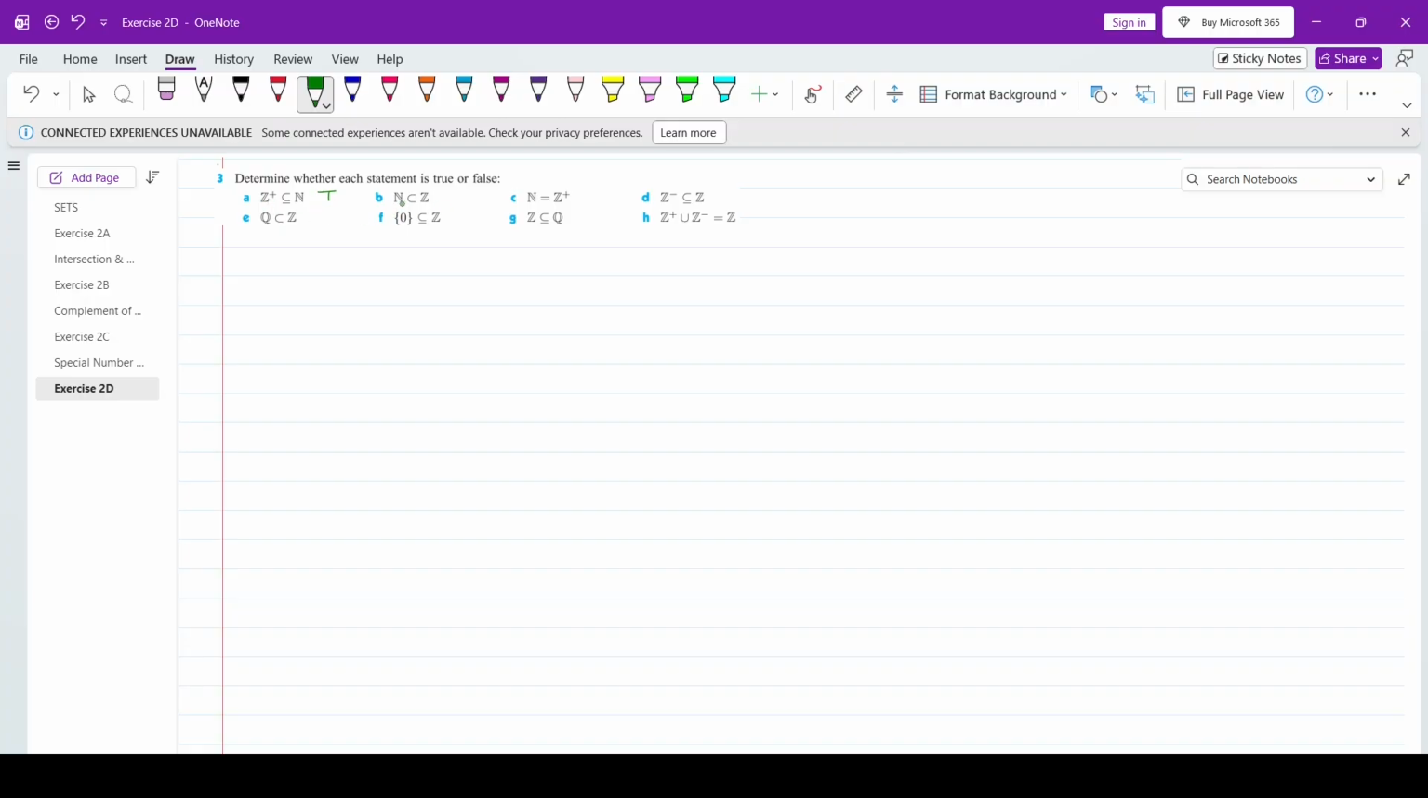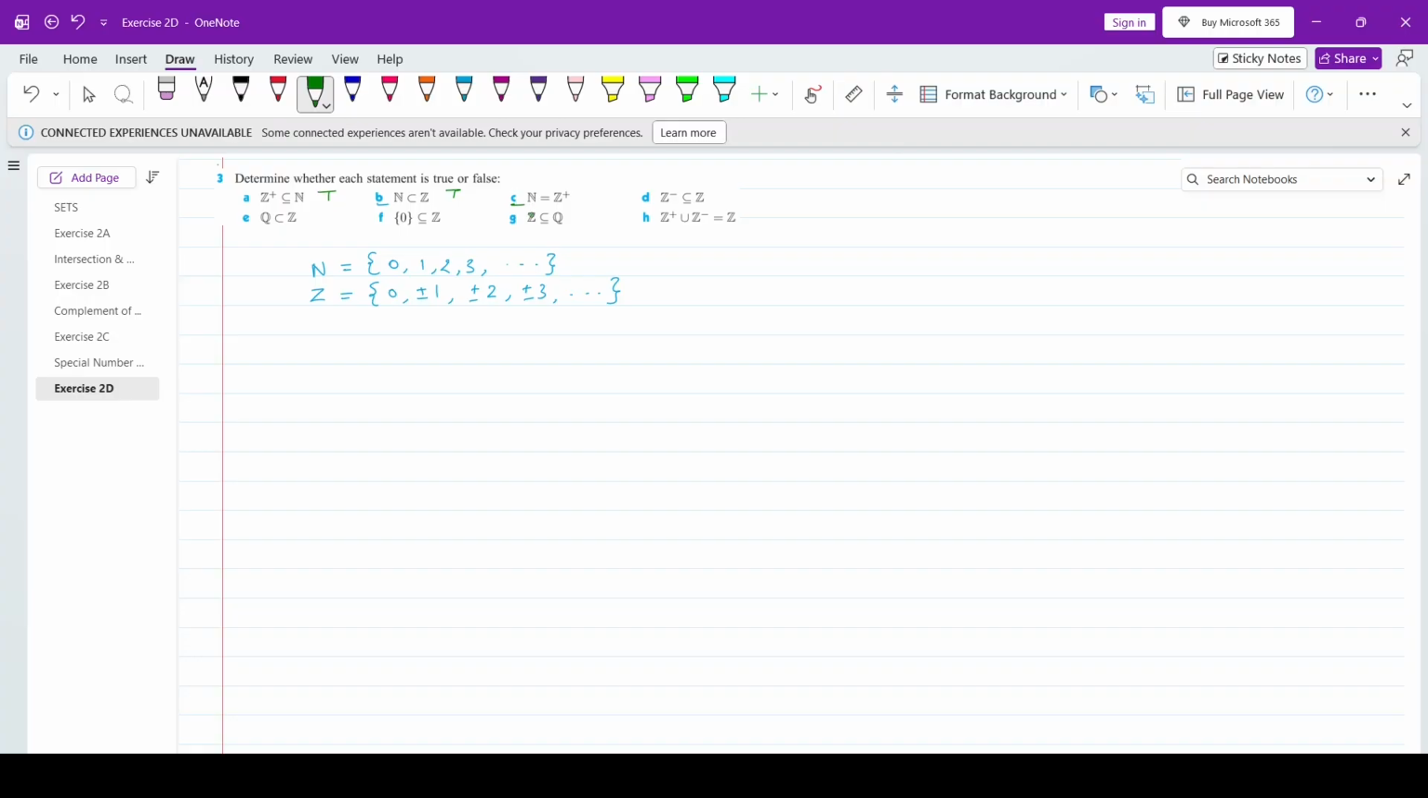Now set of natural numbers is a proper subset of part B. Set of natural numbers is 0 1 2 3 and so on, and set of integers is 0, positive 1, negative 1, positive 2, negative 2, positive 3, negative 3 and so on. Now is N a proper subset of Z? Yes, we can say it is a proper subset of Z. So this statement is true.